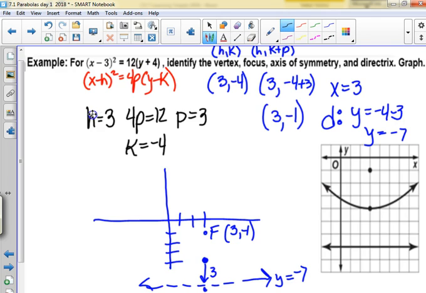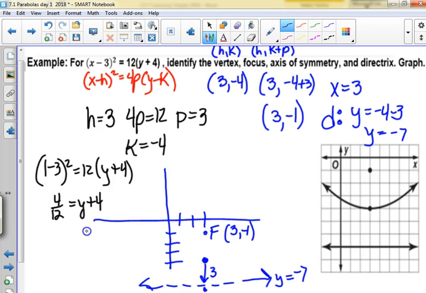Anybody pick an X, please? 1. If I put in 1, what do I get over here? 1 minus 3 is negative 2. Squared becomes 4. I'm going to divide by 12 right away.